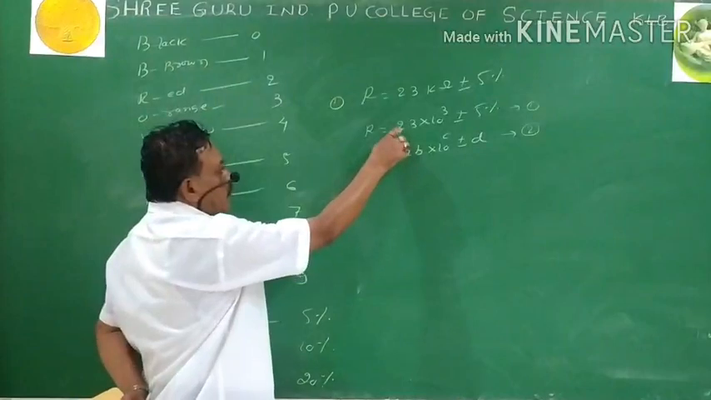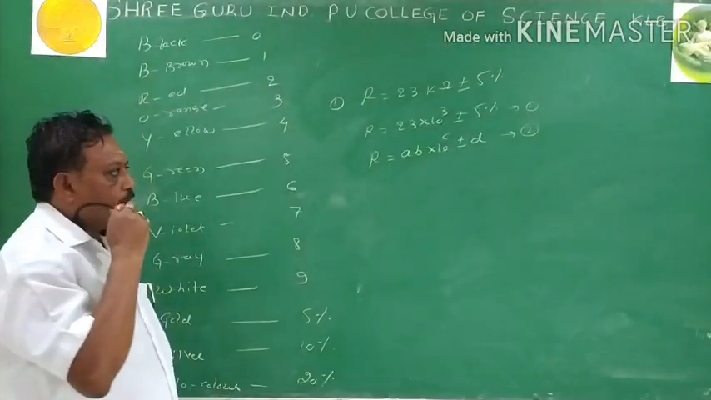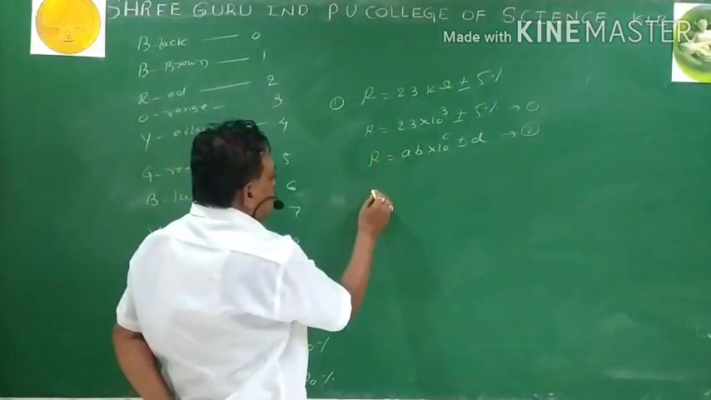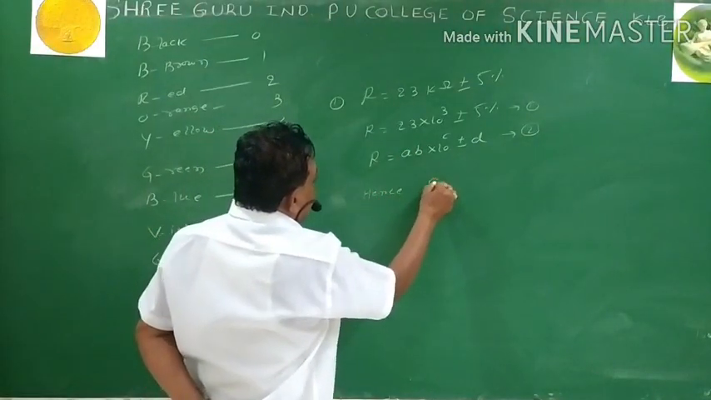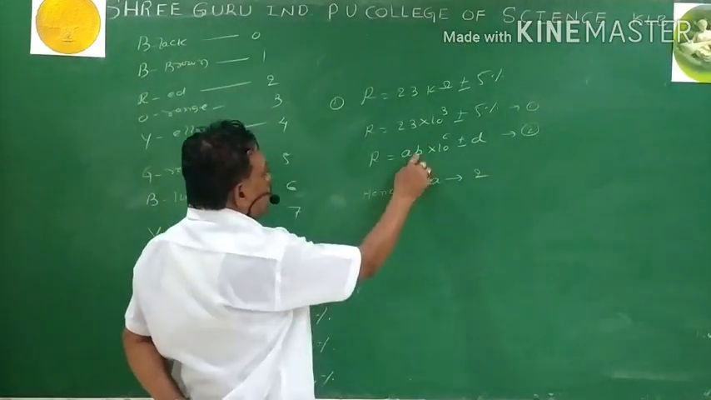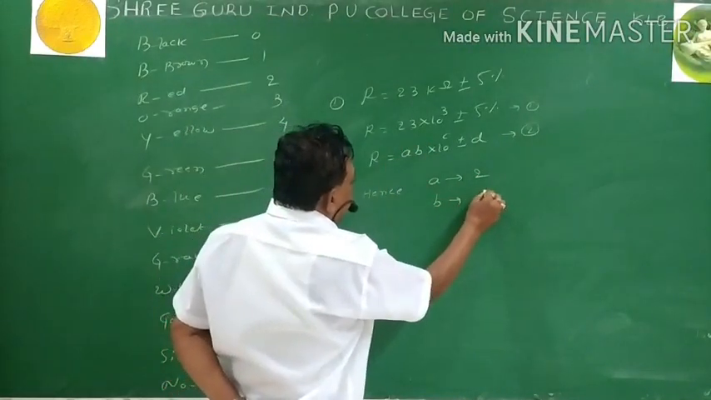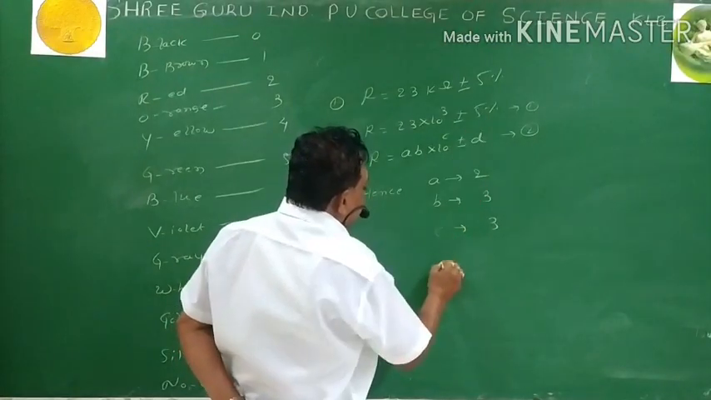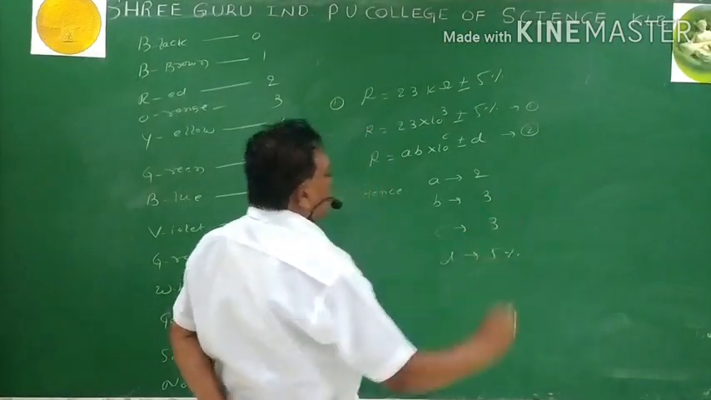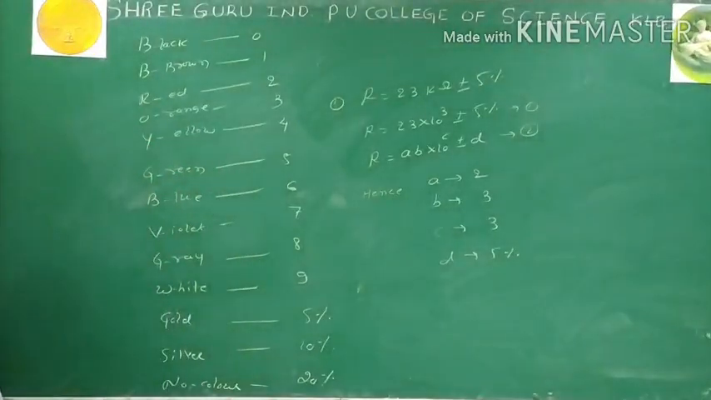Here A equals 2. By comparing both the equations, hence A belongs to 2. B is nothing but 3. C is nothing but 3. D is nothing but 5%. Then I go for the values.